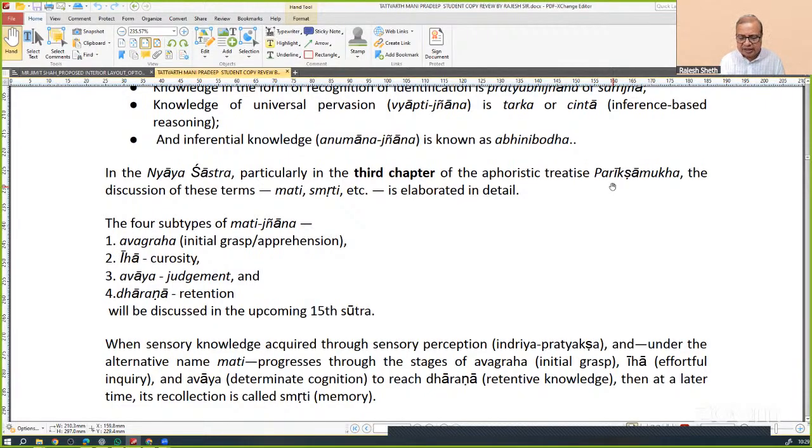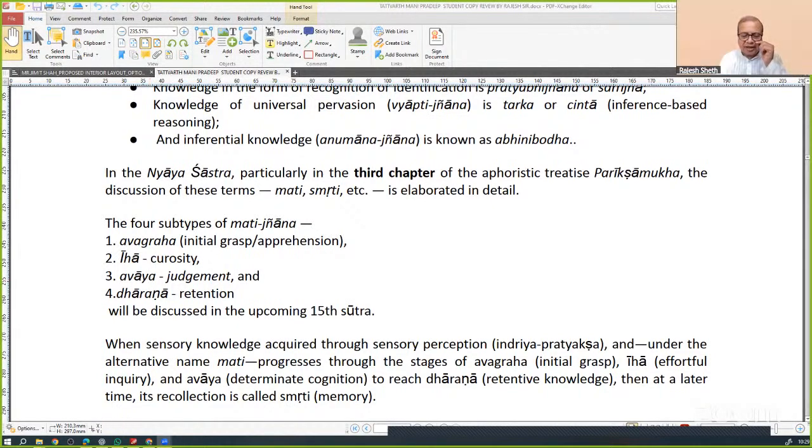Here it is written initial grasp, but you write sensation, the common name. Then Iha is curiosity. Here it is written effortful inquiry, but you write curiosity. All these corrections were done, but somehow it has not been reflected here. Then third is Avay. Avay is judgment, not determinate cognition, but judgment. We will use the common word everywhere. Judgment. In our copies, sir, it's purple. It's there, sir. Acha? Yes. No, so in my copy, it's not there.